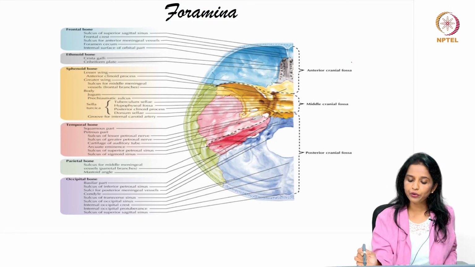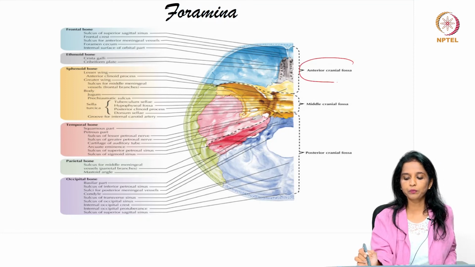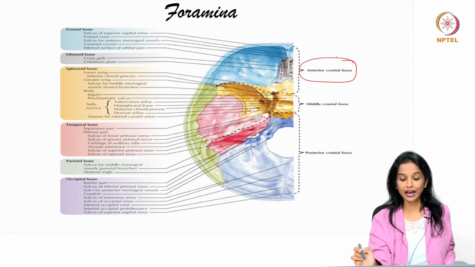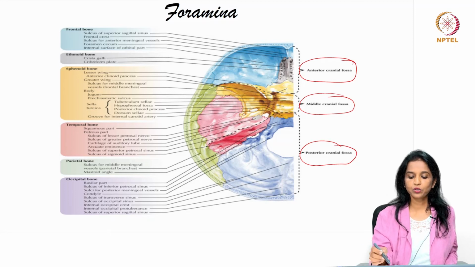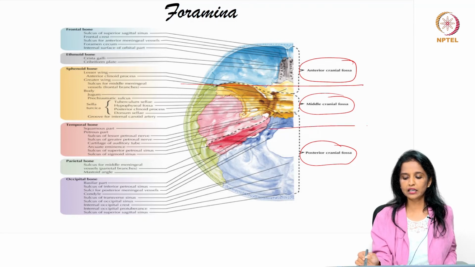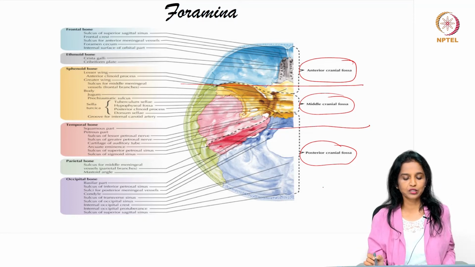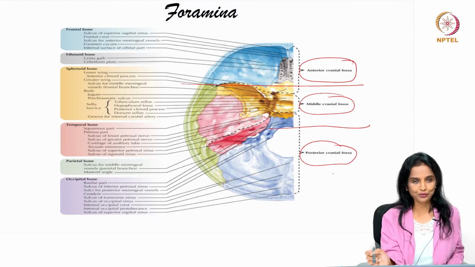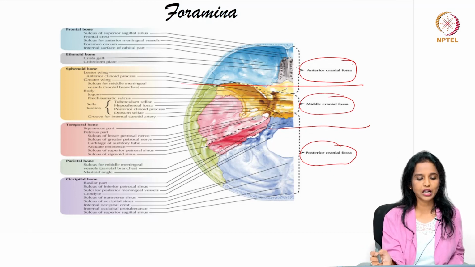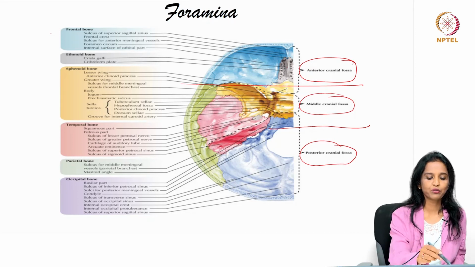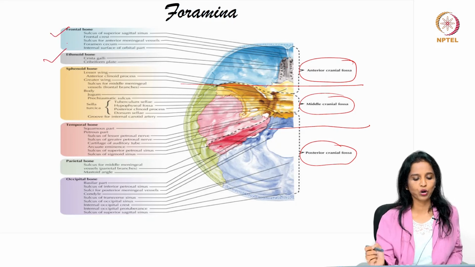So, the number of foramens are categorized based on presence in the anterior cranial fossa, the middle cranial fossa and the posterior cranial fossa. If you see that this is the base of the cranium, it is divided into anterior, middle and posterior. In the anterior cranial fossa, the bones which help to form the anterior cranium are your frontal bone and the ethmoidal bone.